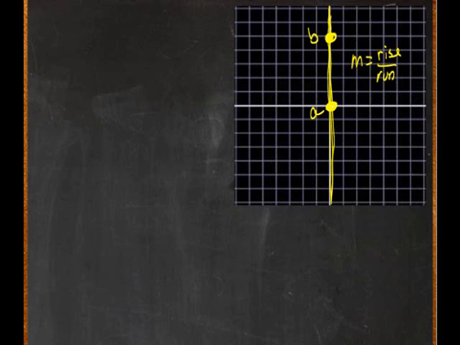Well, in this case, I'm rising 5. So my rise is 5, and I'm not running at all. So my run is 0. When you divide by 0, it's called undefined, because we cannot divide by 0. So vertical lines have undefined slopes.